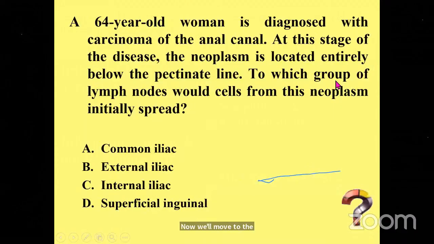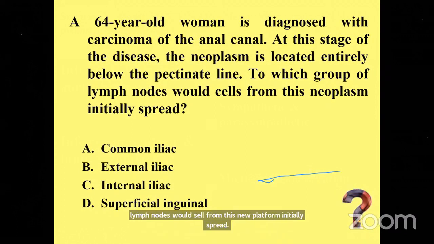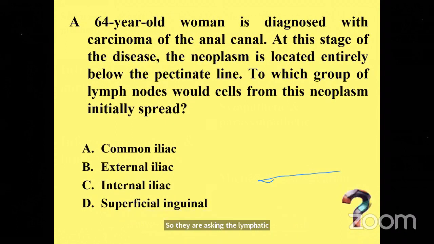A 64-year-old woman is diagnosed with carcinoma of the anal canal. At this stage of disease, the neoplasm is located entirely below the pectinate line. To which group of lymph nodes would cells from this neoplasm initially spread? So they are asking the lymphatic shed below the pectinate line, whether it is common iliac, external iliac, internal iliac, superficial inguinal nodes. Pectinate line is actually a lymphatic shed plane.